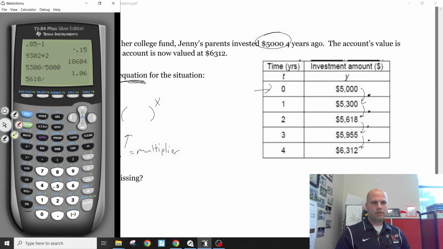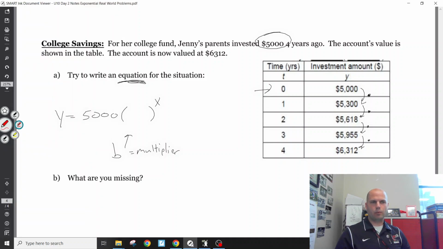5,618 divided by 5,300. It might be a little bit off because of rounding, but it should be 1.06. 5,955 divided by 5,618 should be 1.06. It's a little bit off because of rounding, but we can see we are multiplying every single time by 1.06.